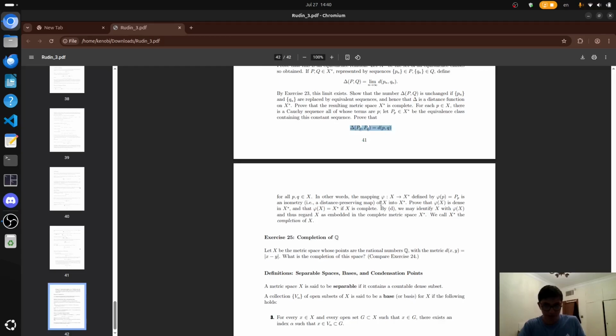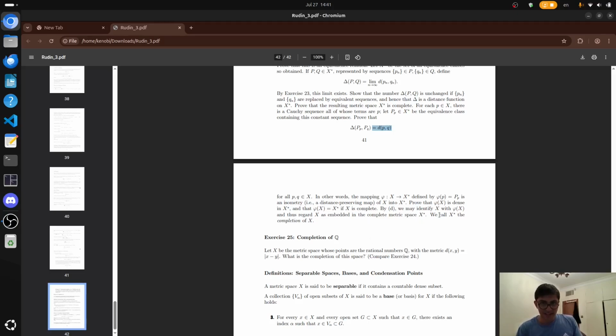In other words, the mapping phi from X to X star defined by phi of p equals P_p is an isometry, a distance-preserving map, because it preserves the distance. It is the same exact distance. Prove that phi(X) is dense in X star, and that phi(X) is equal to X star if X is complete.